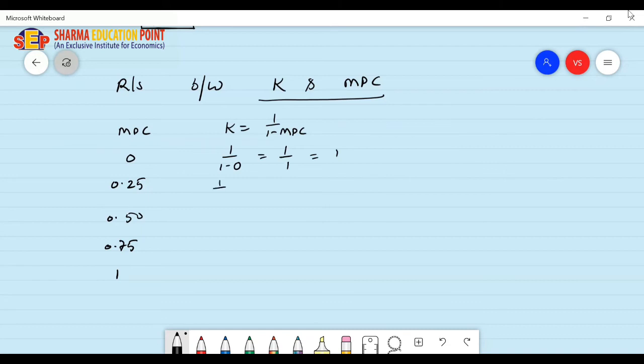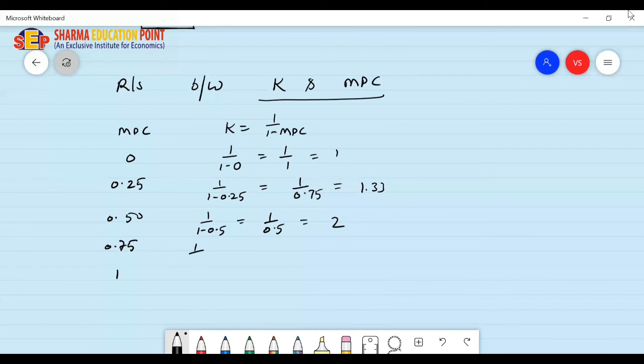Now 1 upon 1 minus 0.25. So 1 upon 0.75. So here, if you divide this, it's a 1.33. Now 1 upon 1 minus 0.5, 1 upon 0.5, that means 2.